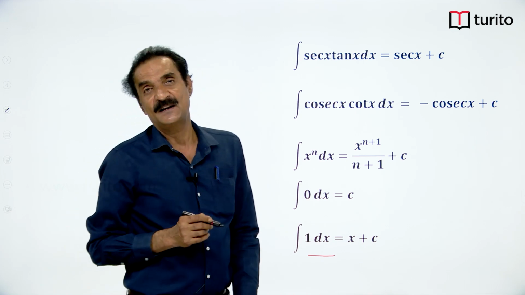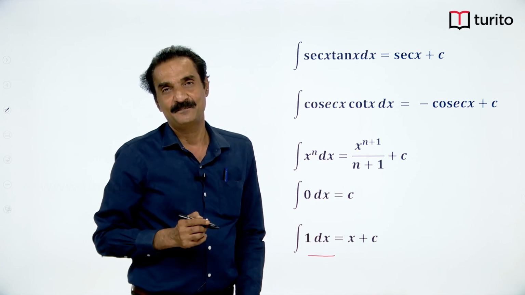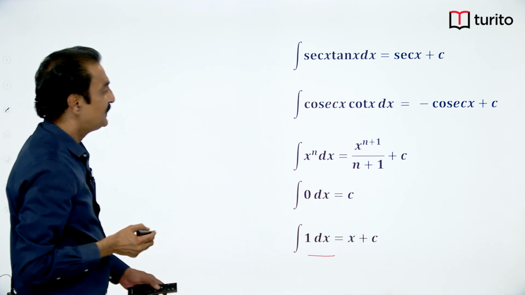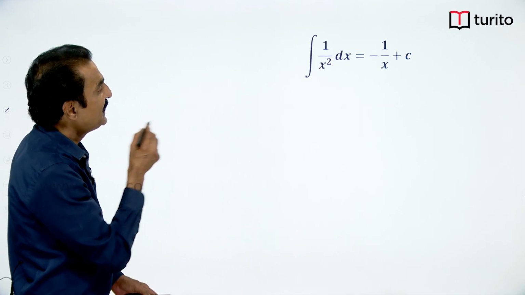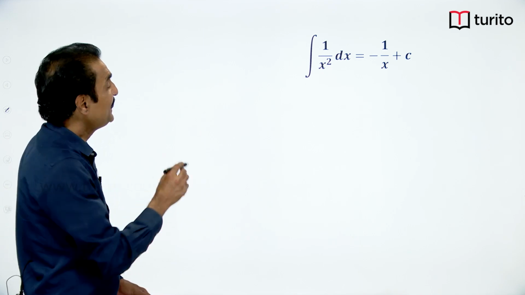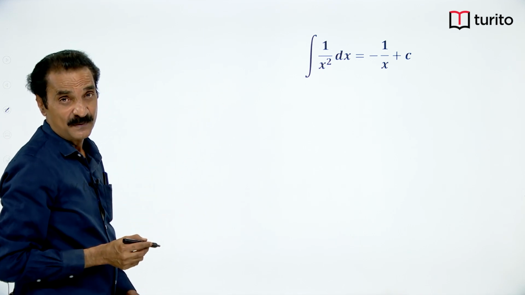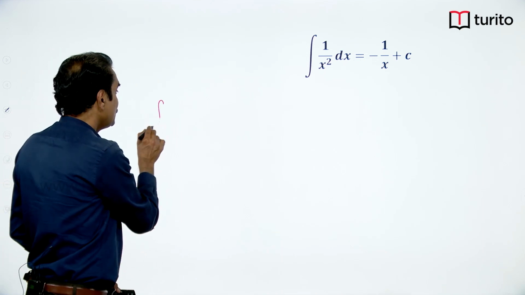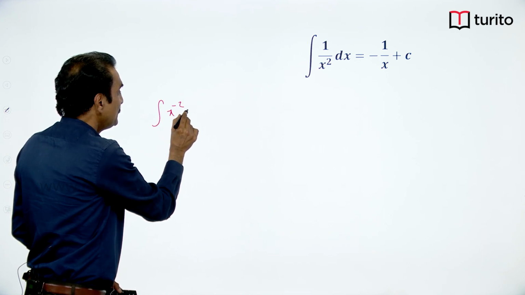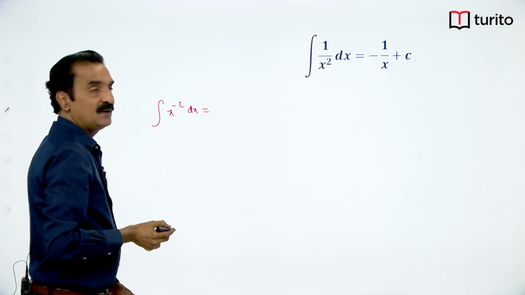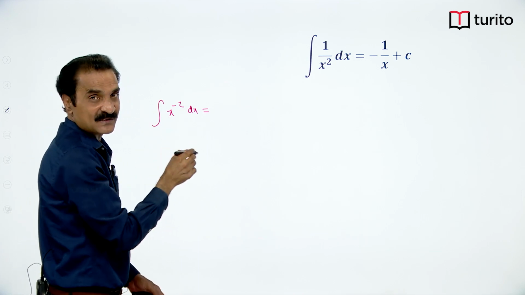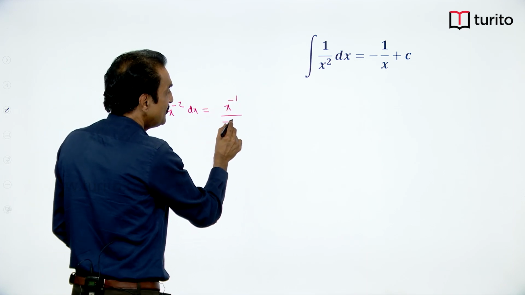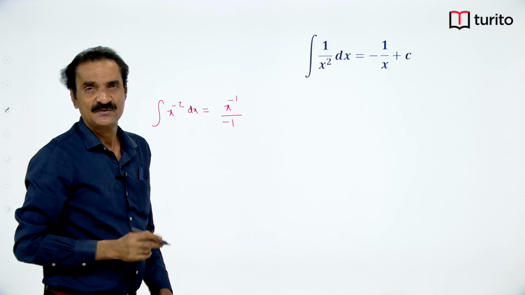Next, for some values of n, you should remember the formula directly instead of writing this and then simplifying. For example, n is minus 2. If n is minus 2, we get 1 by x square, which is integral x power minus 2. If you apply that formula x power n plus 1 by n plus 1, you will get x power minus 2 plus 1, x power minus 1 by minus 1, that is minus 1 by x. We should remember directly.